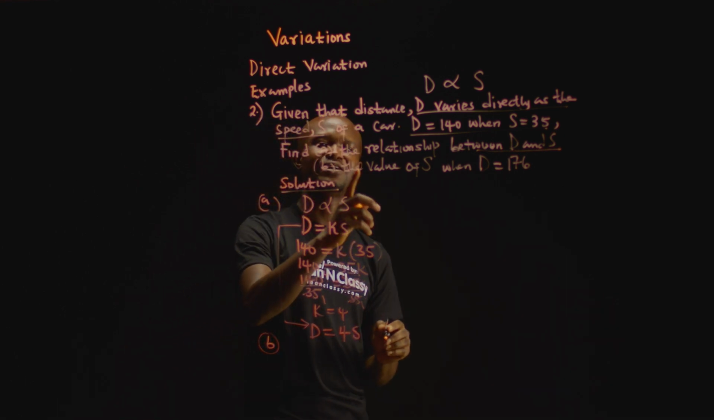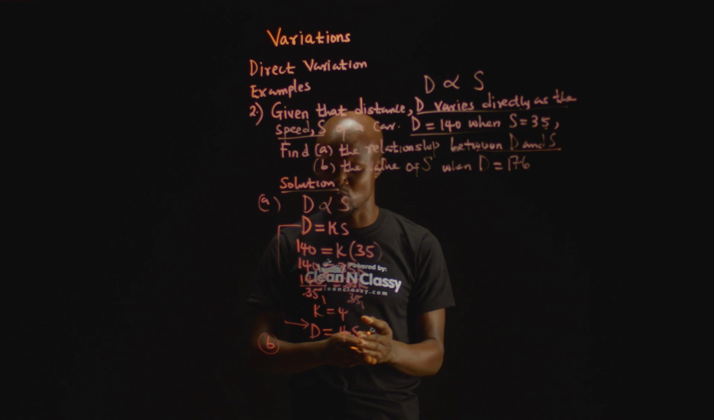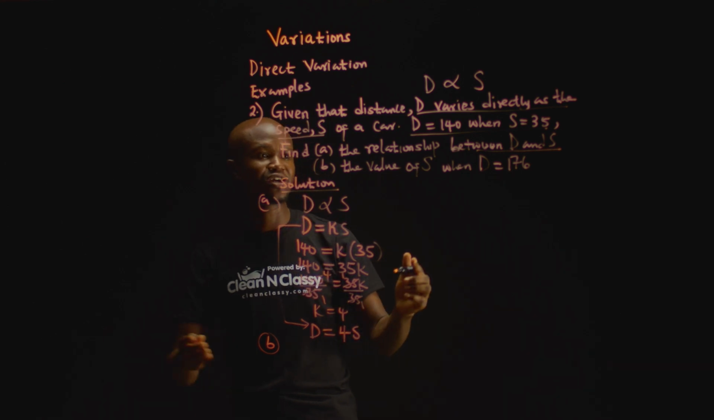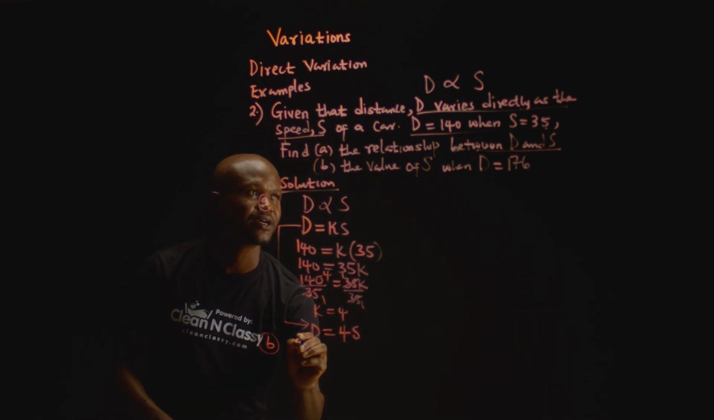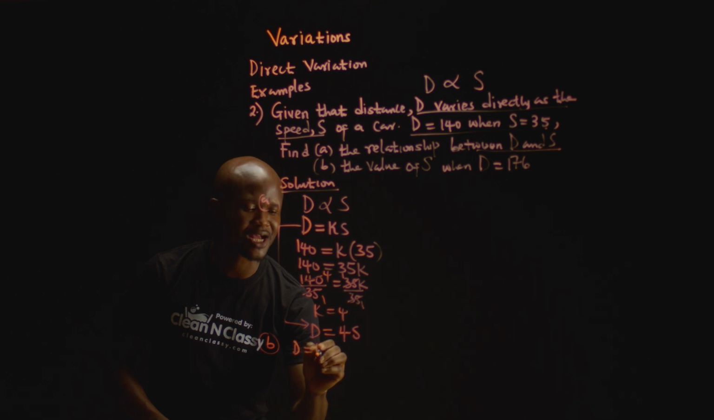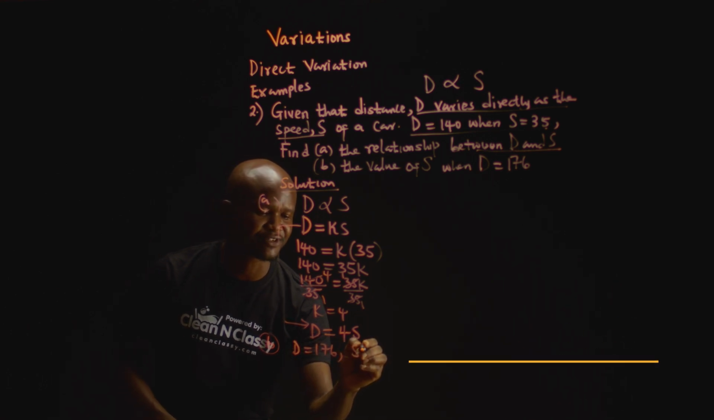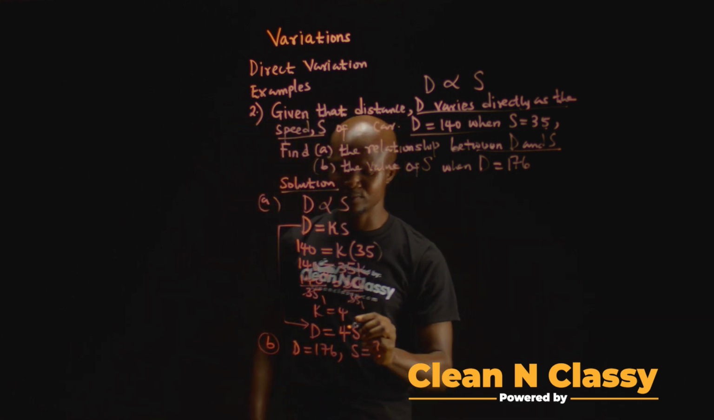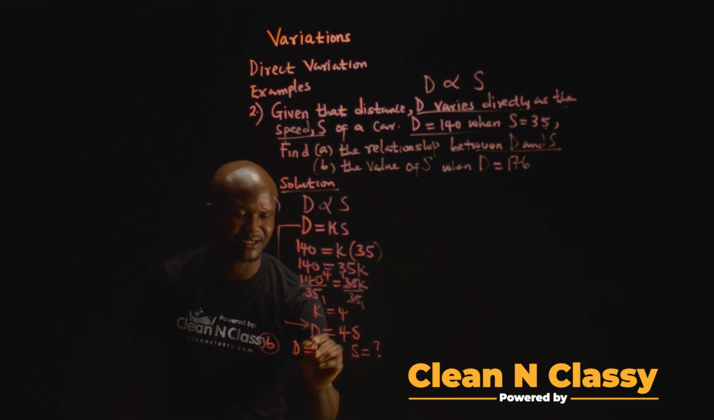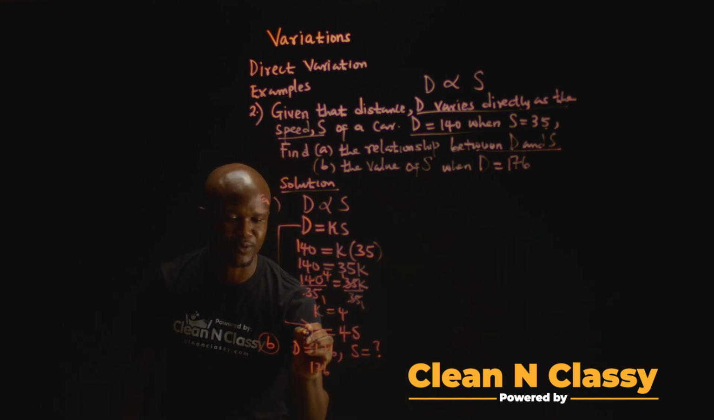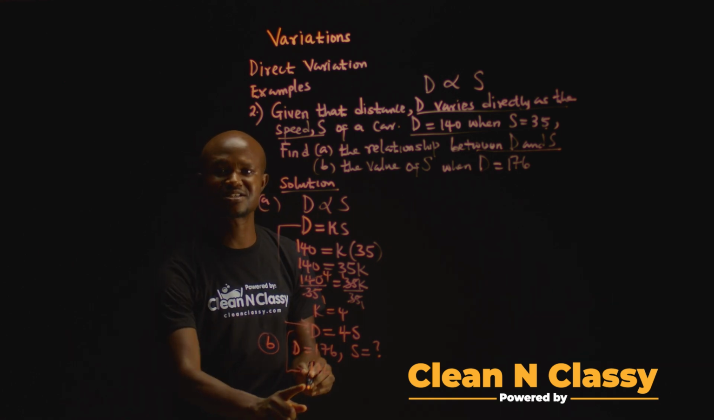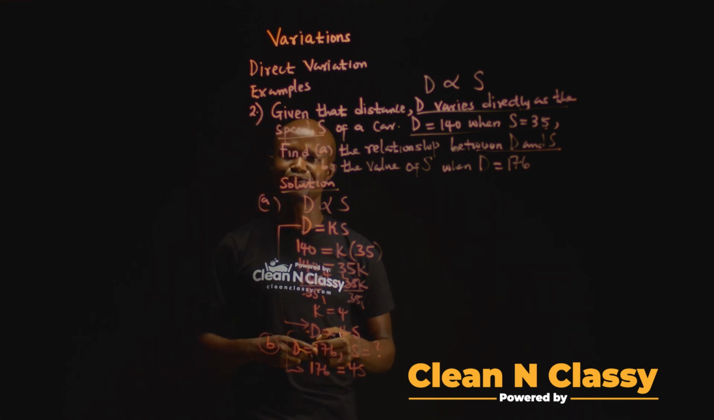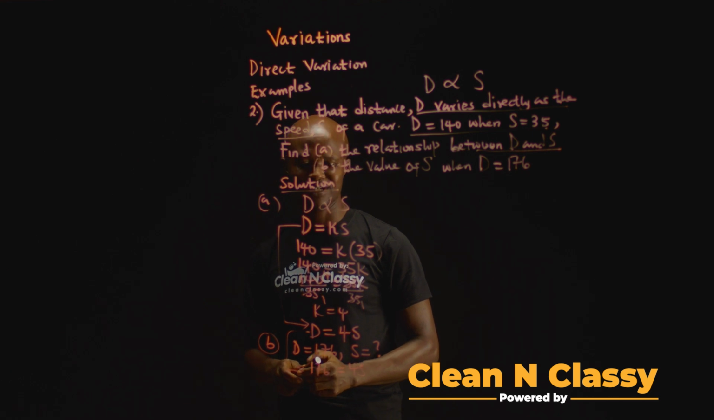For the B part, the value of s when d equals 176. We have to find the value of s. We are given d equals 176. Then we need to find the value of s. I'll put a question mark, meaning I want to look for s. Anywhere I see d, I'll put 176. So 176 is equal to 4s.